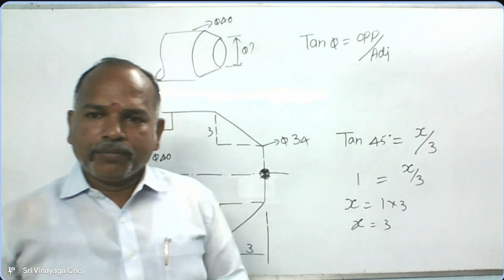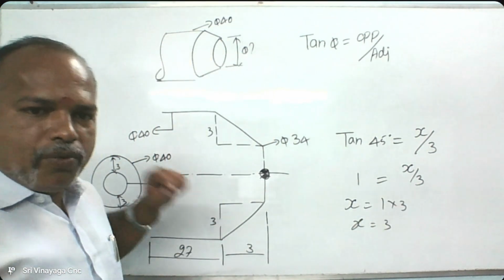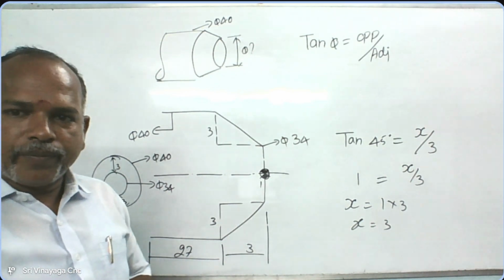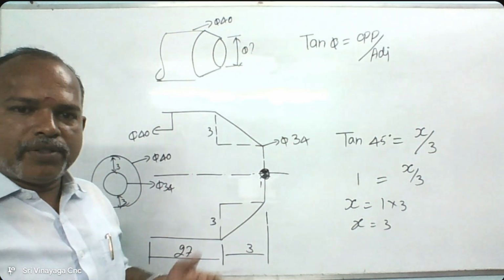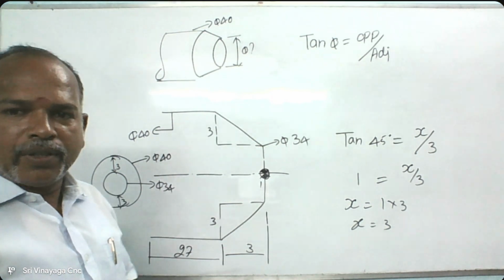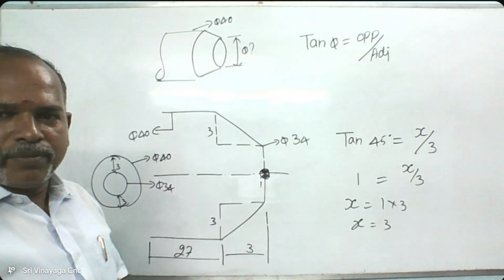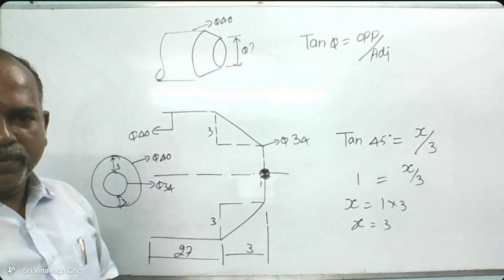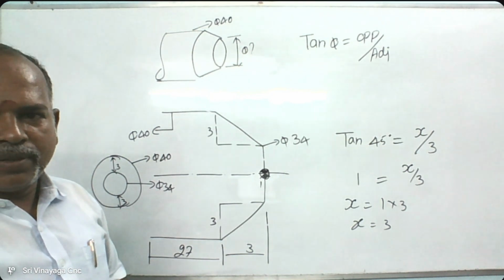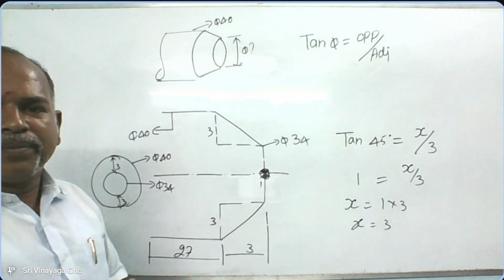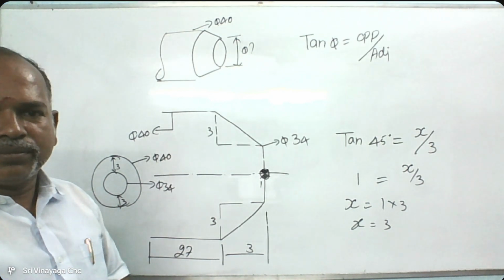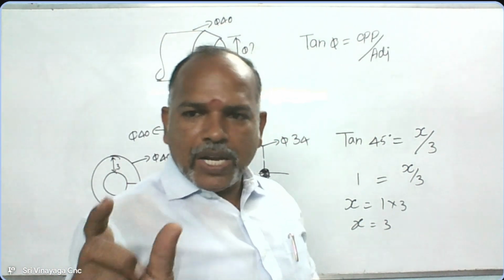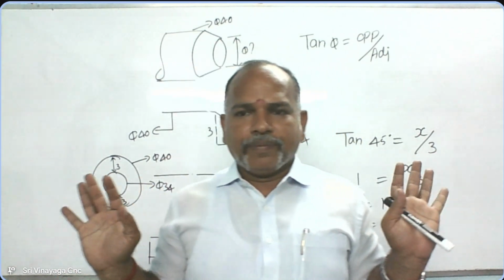Now you can tell me, what will be point number 1? X 0, Z 0. Point number 2 is X 34, Z 0. Then X 40, Z minus 3. Then X 40, Z minus 30. To find out this value, we are using tan theta. That's all.